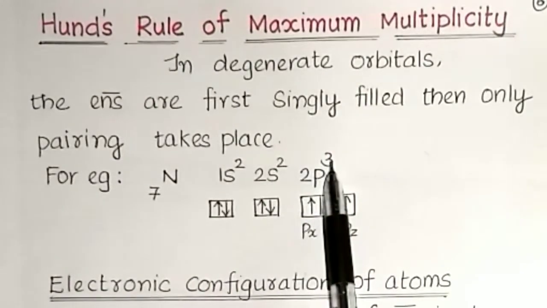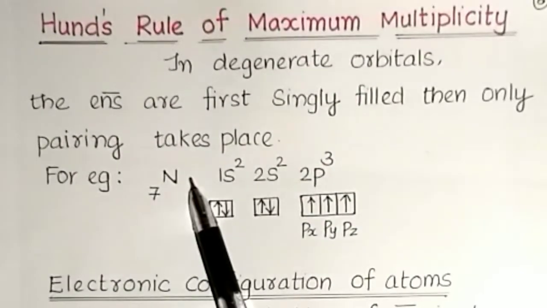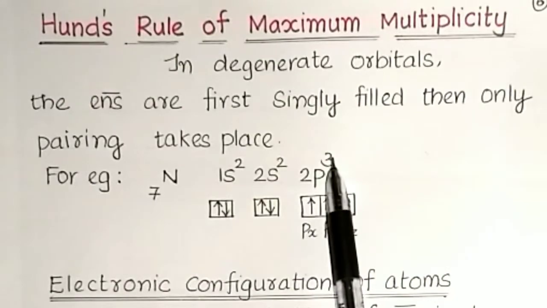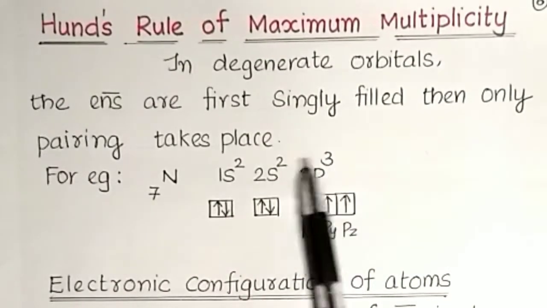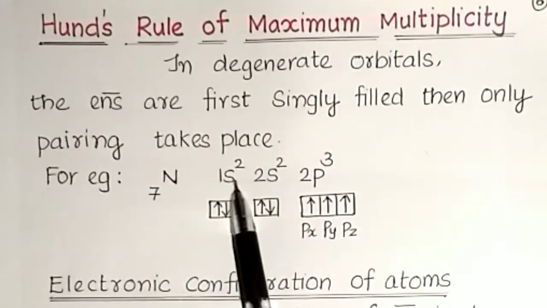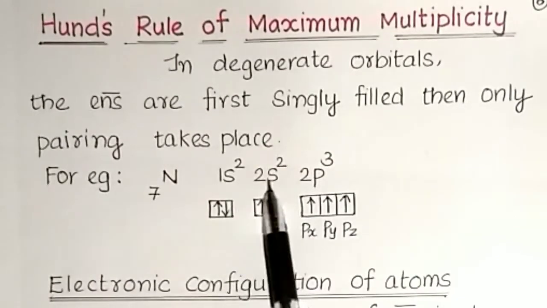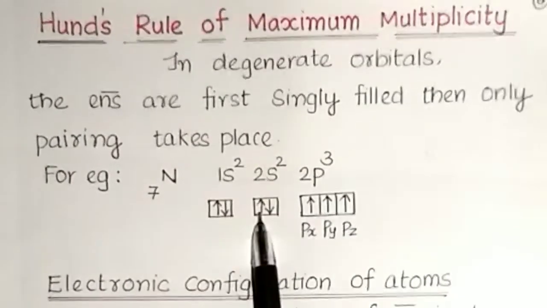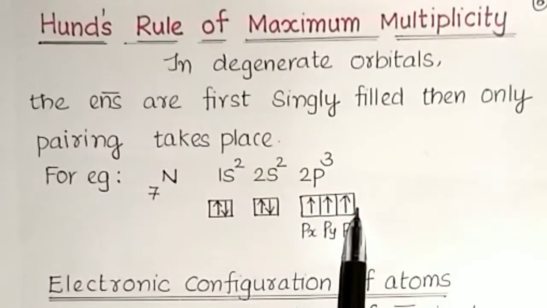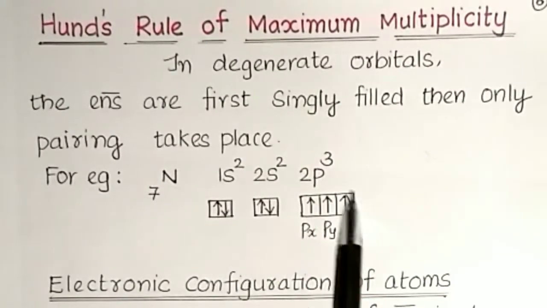Then 2p3: in my hand only 3 electrons are there. These 3 electrons are accommodated in this p orbital. So, this is the SPDF method of electronic configuration writing, and this is the orbital diagram method of electronic configuration writing.